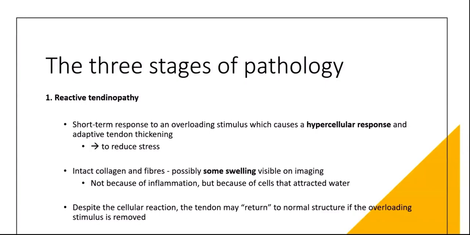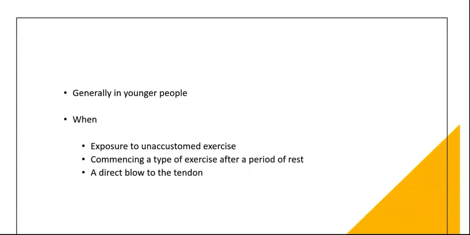And the good news is that despite the cellular reaction, the tendon may return to normal function or to normal structure if the overloading stimulus is removed. So in fact, that's quite good news. So we see that generally in younger people. And when do we see that? When the patient is exposed to unaccustomed exercise, for instance, or commencing a type of exercise after a period of rest, for instance, after trauma, or when there's a direct blow to the tendon.